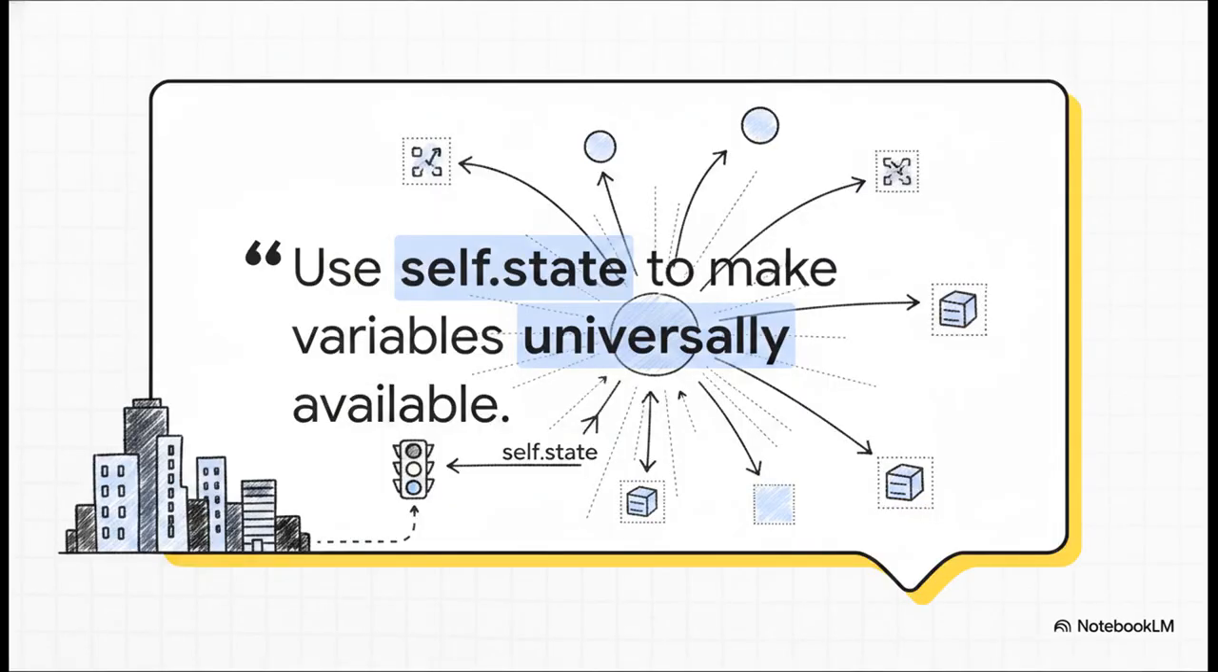So how does the actual data, like our city name, physically move through these traffic lights? Well, developers essentially have two choices. You can either return the value directly from one function right to the next, or, even better, you can use dynamic state schemas, like self.state.city_name. By attaching the data to the state object this way, you make that variable universally available everywhere in the workflow. Any node can access it exactly when it needs to.